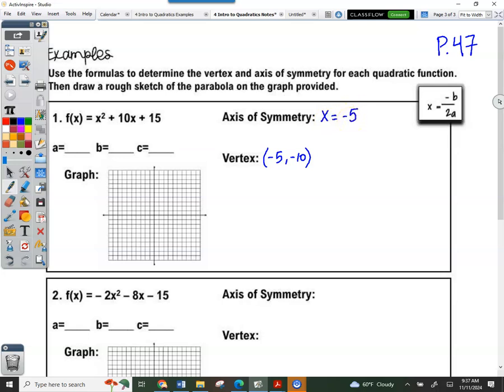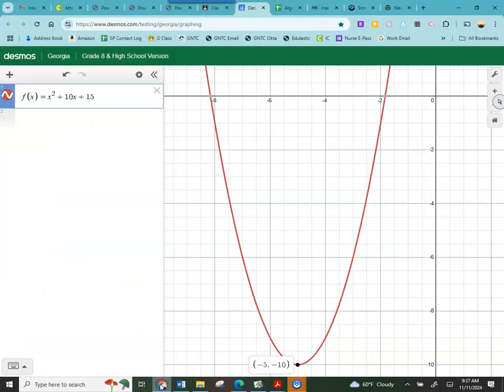Now let's find our A, B, and C. What's A? 1. What's B? 10. What's C? 15. Now we're going to do our best to copy this here. So we got -5, -10. It's going to be right there. We have our axis of symmetry. And it's opening what direction? Up.